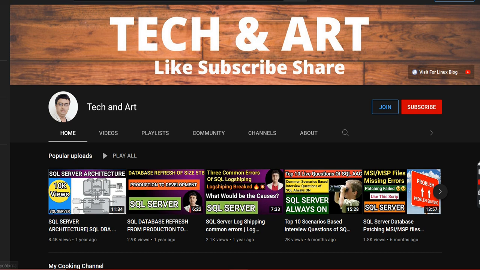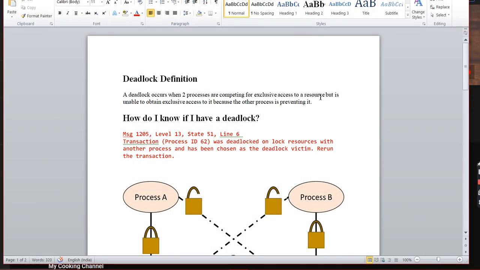Okay, so let me create a document. As you can see, hopefully you can see my screen. So I'm going to describe a bit about the deadlock. A deadlock occurs when two processes are competing for exclusive access to a resource, but it is unable to obtain the exclusive access because the other process is preventing it. So don't get confused by this definition. I'm going to tell you a very easy method with the help of this diagram.